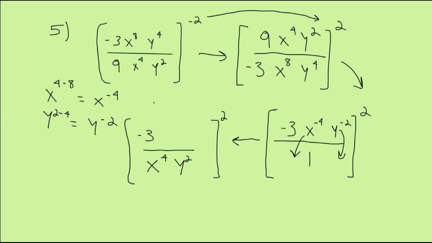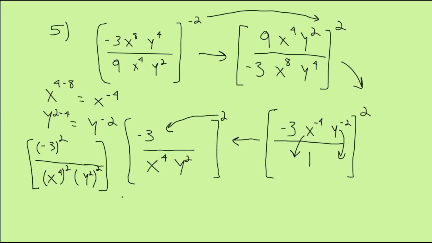So now we can do our final step and distribute our exponent of 2. Now we have negative 3 to the 2nd power over x to the 4th power raised to the 2nd power, and y to the 2nd power raised to the 2nd power as well. So now if we simplify this further, we know that negative 3 to the 2nd power is 9. So that will be our numerator.